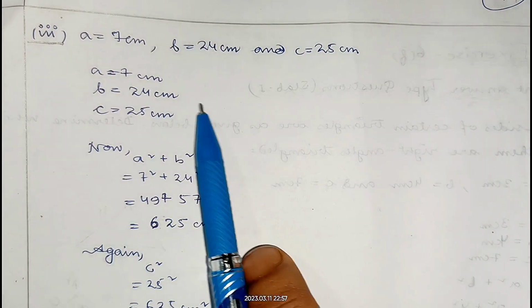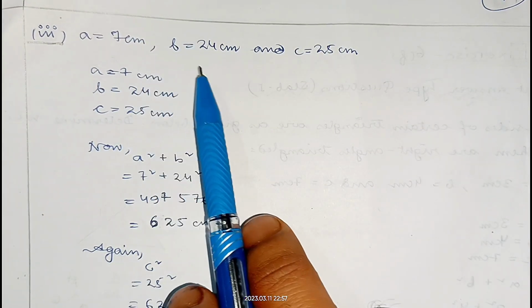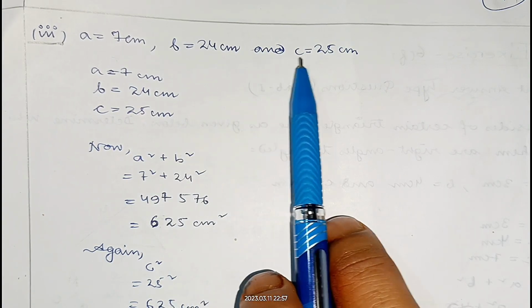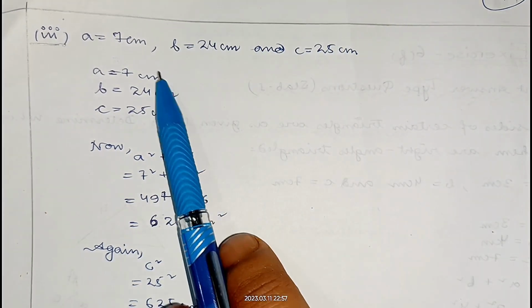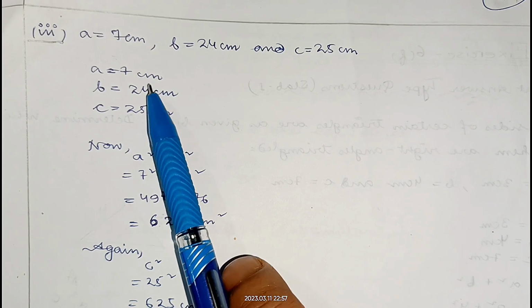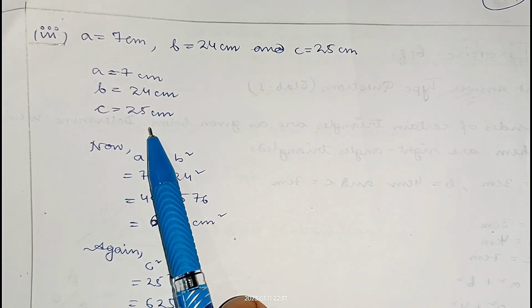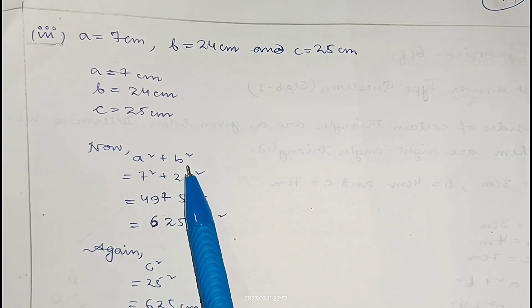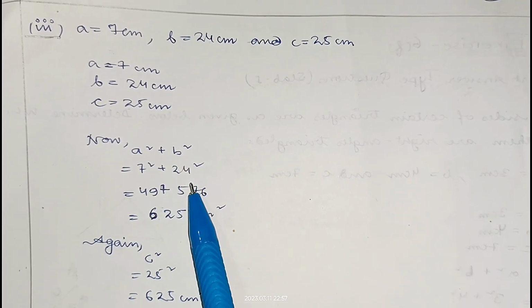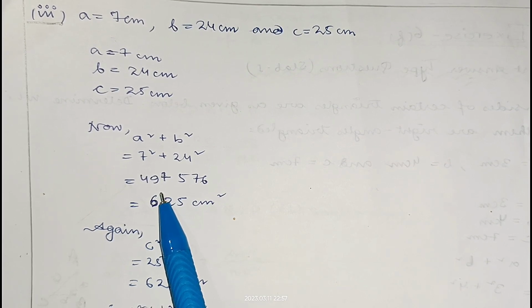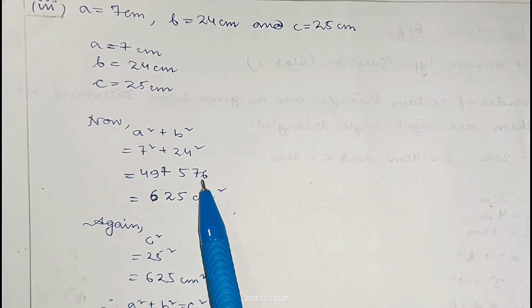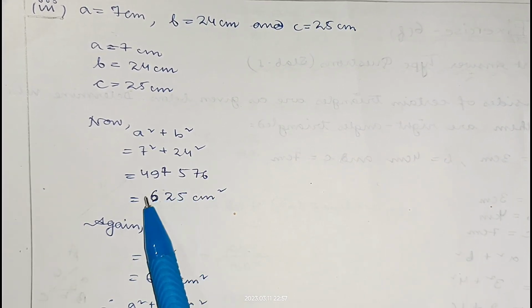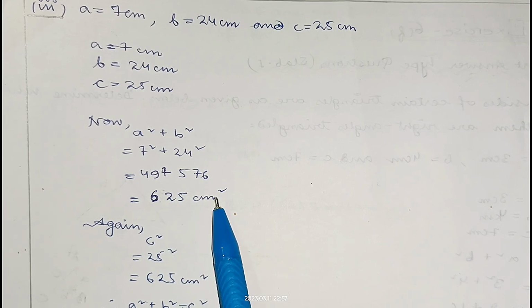In third part of question number 1, it is given A is 7 cm, B is 24 cm and C is 25 cm. Here also out of these three, A and B are smaller sides and C is the longest side. So first we are going to calculate sum of the squares of smaller sides. So 7 square plus 24 square, 7 square is 49, 24 square is 576. If I add these two, then it will be 625 centimeter square.